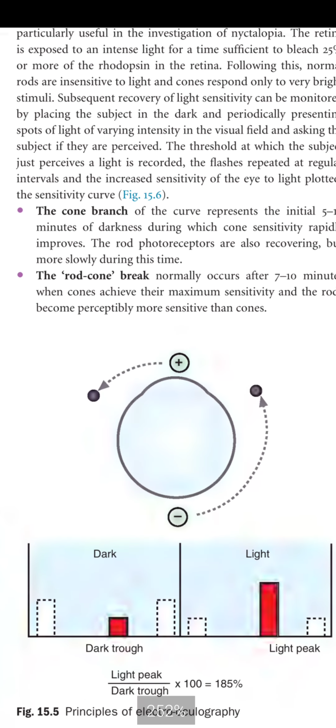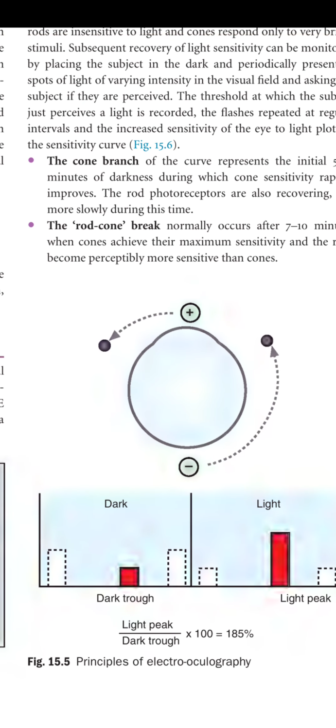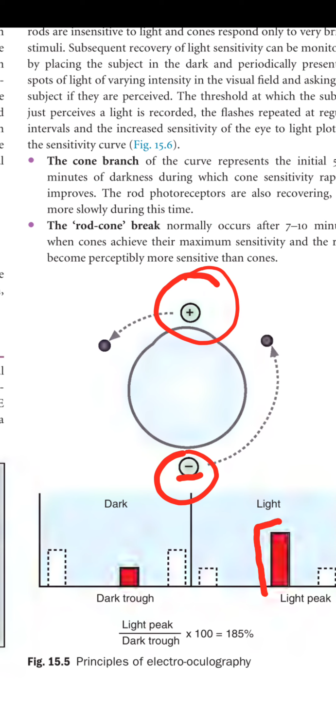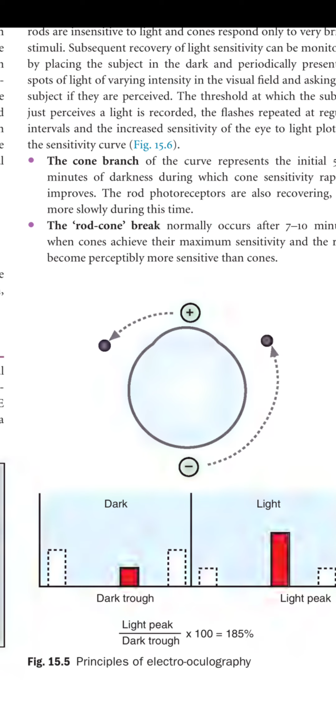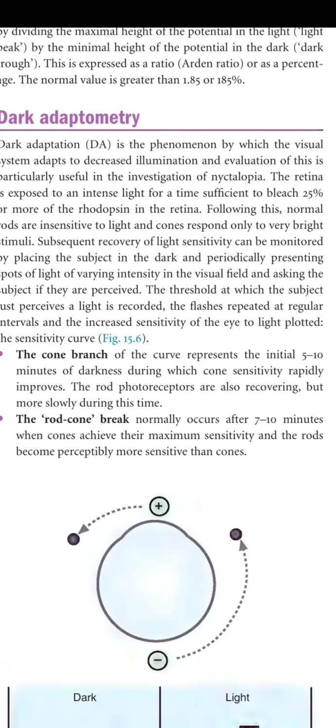So you can see that this is the principle of electrooculogram. This is a positively charged cornea and a negatively charged back of the eye, and both of them we can measure. There is a light peak crest and a dark trough that is being measured, and the ratio is usually 185%, which is known as the Arden ratio.